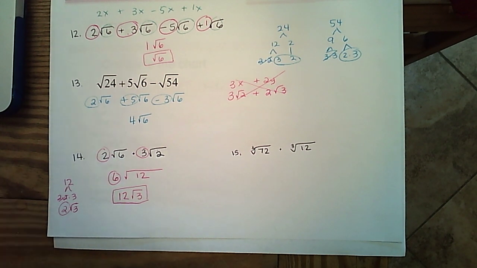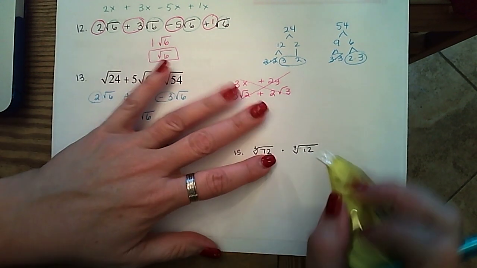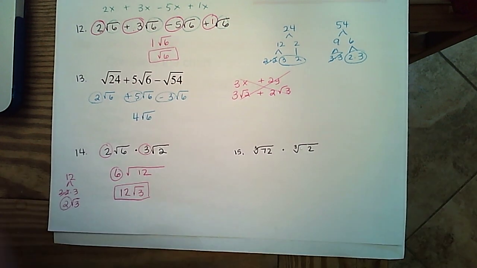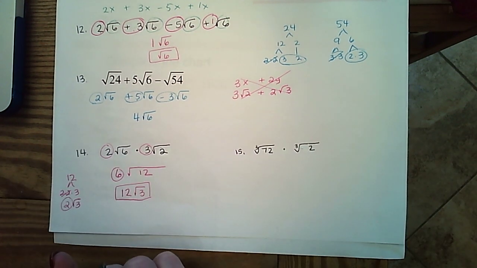This last problem I didn't mean to make so big, so I'm just gonna take this 12 and make it a 2. I wasn't thinking when I wrote it, so I'm just gonna make this a 2 instead of a 12 because it's an awful big, ugly number. So let's do the cubed root of 72 times the cubed root of 2. Otherwise, we're gonna be simplifying radicals all darn day long.